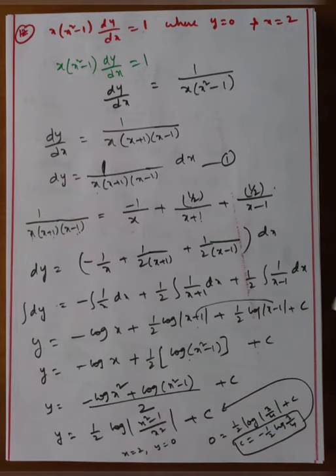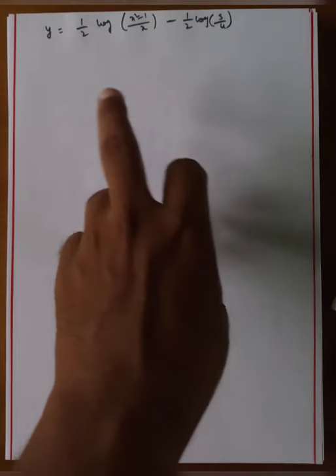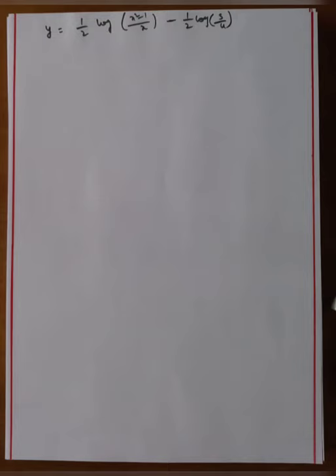Now, my dear students, substituting the c value in that equation, therefore y is equal to 1 by 2 log of (x square minus 1) by x square minus 1 by 2 log of 3 by 4.